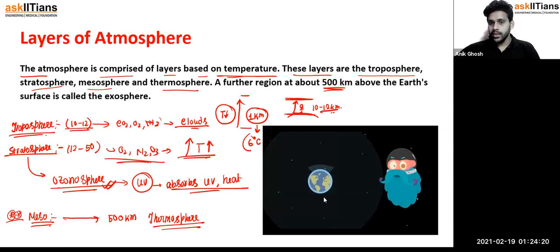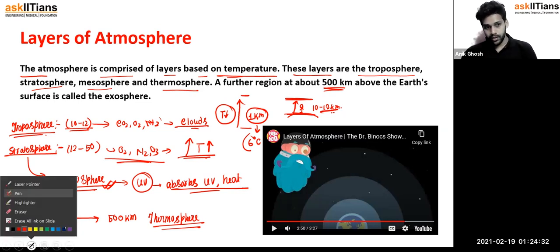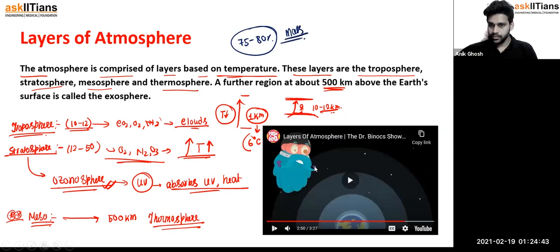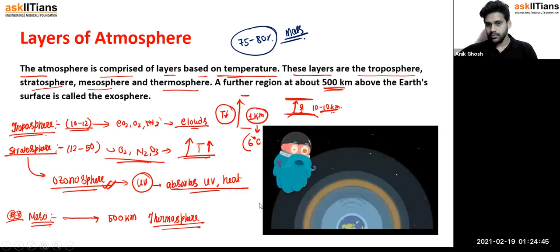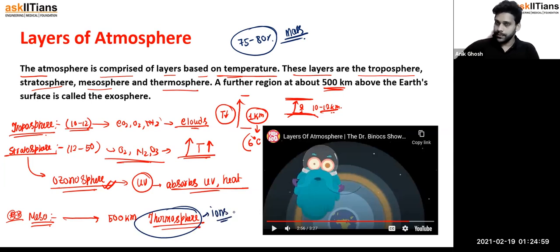Here the thing is, the troposphere contains near about 75 to 80% of the entire mass of the atmosphere. That is what they're trying to say. The ions in the ionosphere, which is in the thermosphere, help transmit different types of waves.